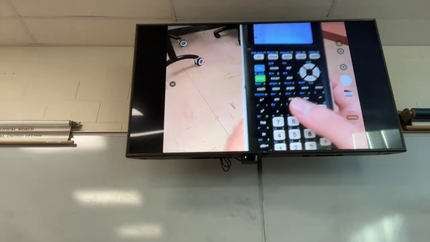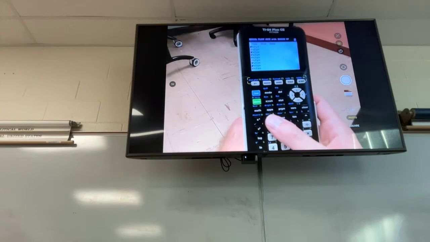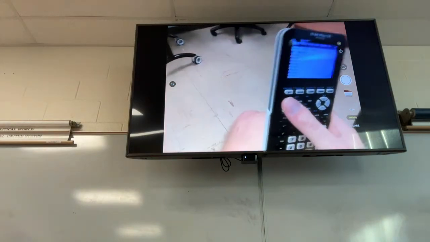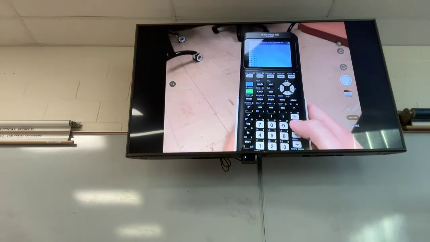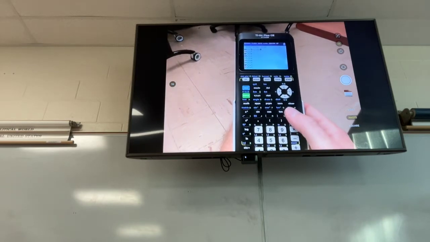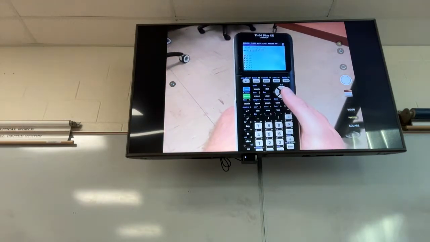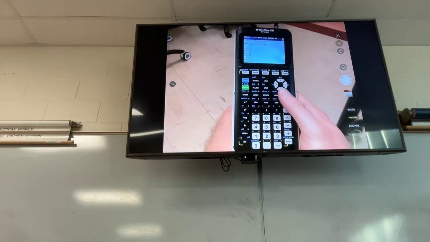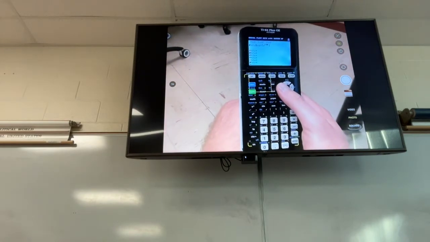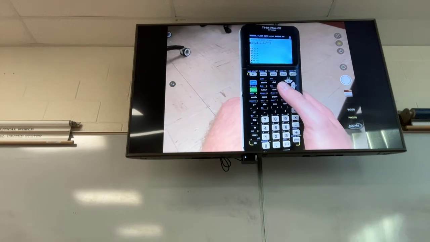So it's going to be sine, second, where's e to the 0.5 t. In this case x, then right parenthesis. So let's go ahead and graph that.